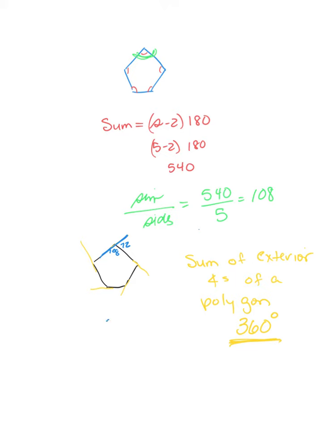Now, if I had a triangle, and if it's a regular triangle, all of these angles here are 60 degrees. So that means this one has to be 120, because 60 and 120 is 180. And what is 120 times 3? 360.